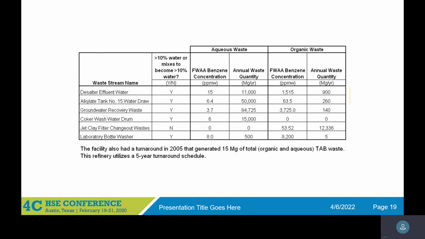You're less than 1 megagram of benzene in a year, you're between 1 and 10, or you're greater than 10. If you're greater than 10, you have to implement controls. If you're below 10, you have reporting requirements, but very, very simple, right? So the TAB only cares greater than 10% water, I count it. It's a waste, I count it. So the second one, what do you guys get for the second one?